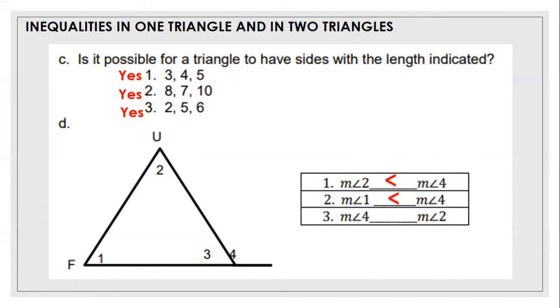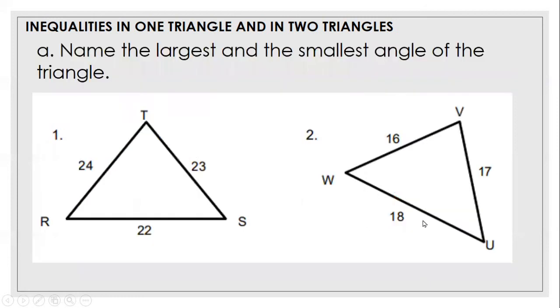Number 3, angle 4 is blank than the measure of angle 2. Since angle 4 is an exterior angle, it is greater than. The measure of angle 4 is greater than the measure of angle 2.